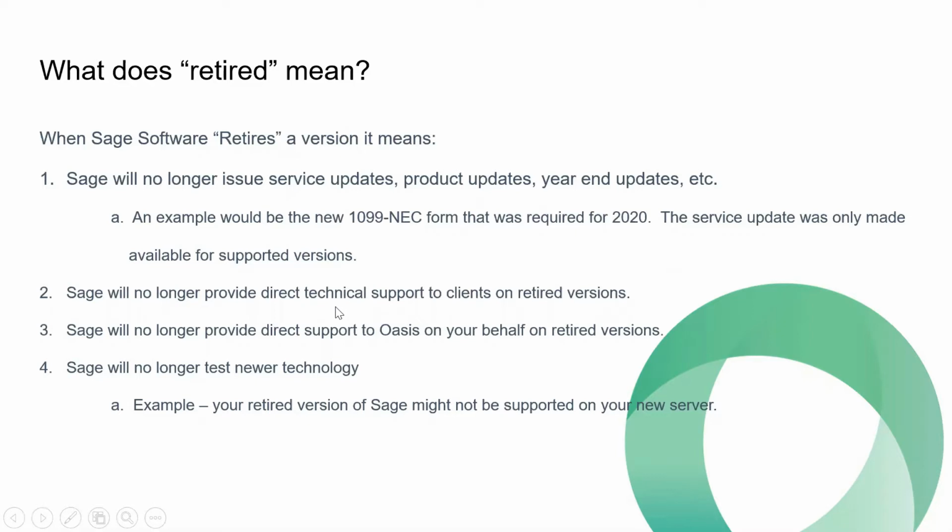Sage software will no longer provide direct technical support to end users on retired versions, and Sage will also no longer provide direct support to Oasis on your behalf for those retired versions. So again, before anybody panics that's on the 2018 version, Oasis will continue to support you until you upgrade, but we do require that you don't delay in that upgrade, but we will support you on your behalf.